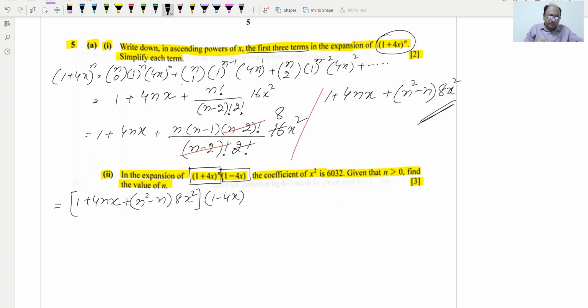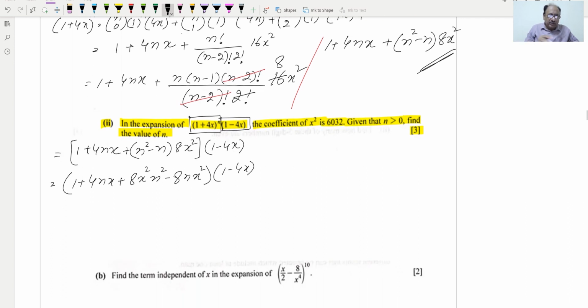Now we can basically multiply. They are saying find the value of n, so we can open the bracket, this portion only. So this will be 1 plus 4nx, and when we multiply 8x square, it will be plus 8x square n square, and minus 8nx square, and into (1 minus 4x).